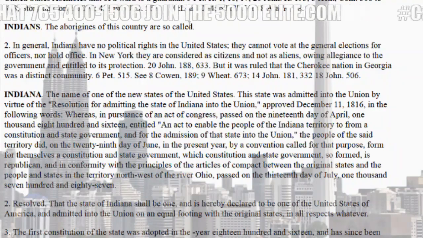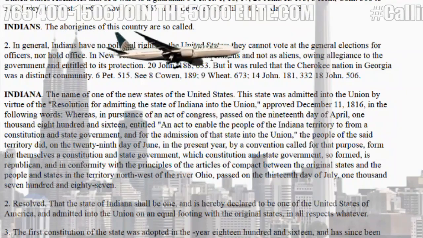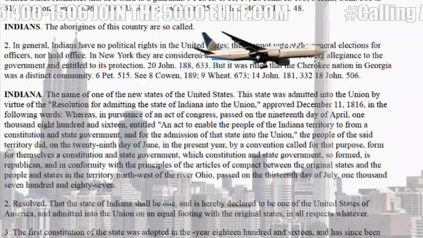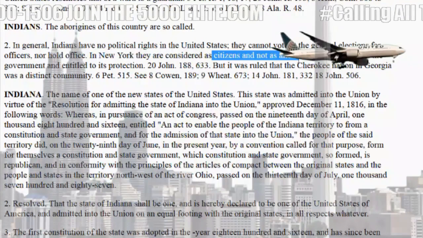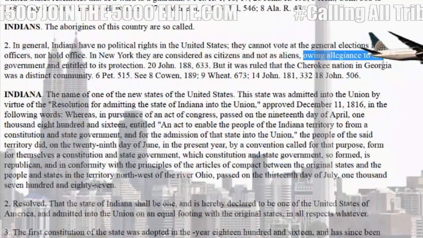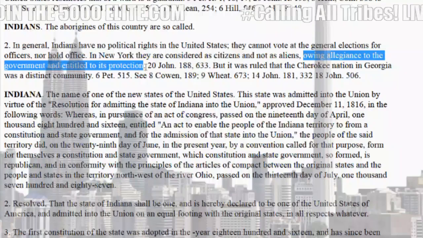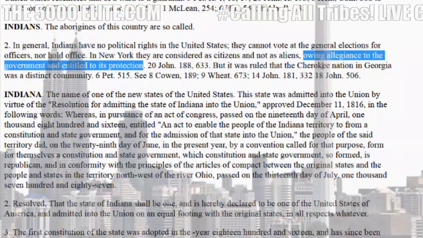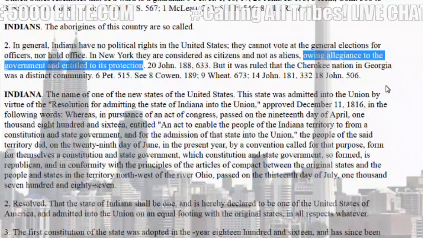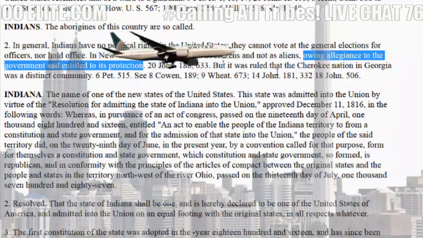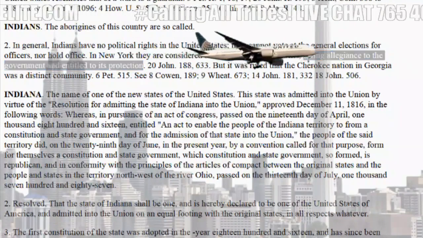It says in New York they are considered as what? As citizens and not as aliens, owing allegiance to who? Allegiance to the government and entitled to its protection. Oh, that means government. Oh, yeah. Thank you. So that means those are the people they were talking about in here.